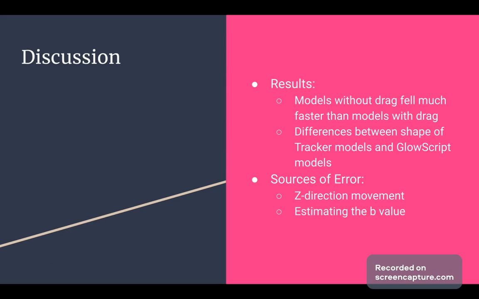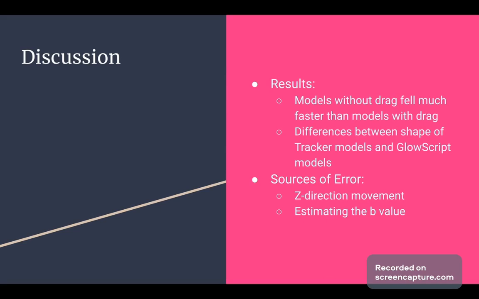Overall, the results indicate that the paper without drag falls much faster, around 0.6 seconds, while the model including drag falls for 1.6 seconds. The lengths of the fall times are about equivalent for the Tracker versus the GlowScript models, but the shape of the curves differ, with the no drag Tracker code having a slight curve, but the no drag GlowScript code showing linear motion. Also, the drag Tracker code is roughly linear, while the drag GlowScript code is slightly curved.